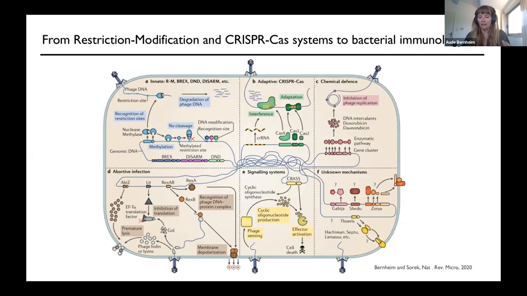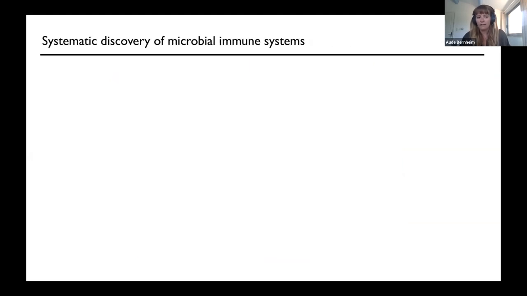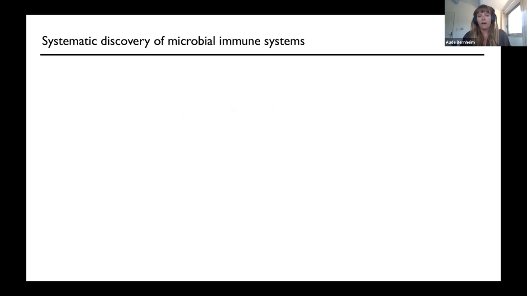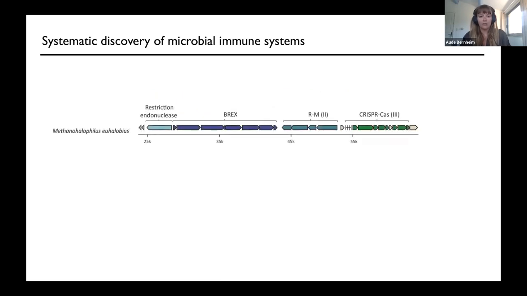And the reason for this explosion of diversity is a very specific observation that was made initially by Kira Makarova and Eugene Koonin, and that is that bacterial defense systems cluster together in genomes in so-called defense islands. And this observation was used in a landmark paper that really completely changed the field. That was pretty much led by the Sorek lab and by Shany Doron in the lab.